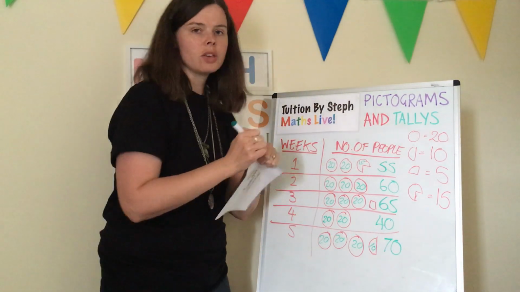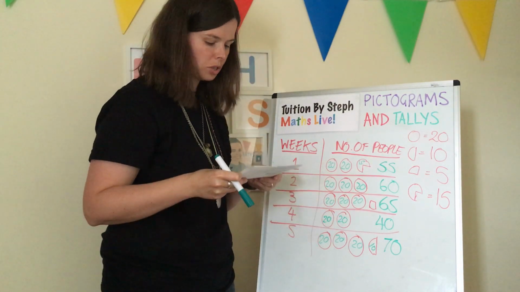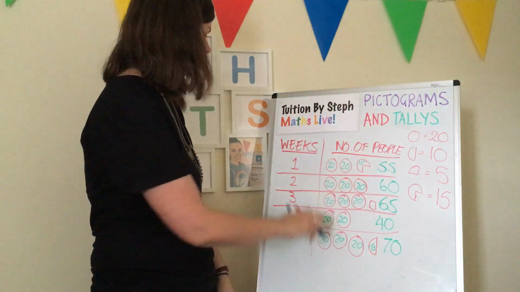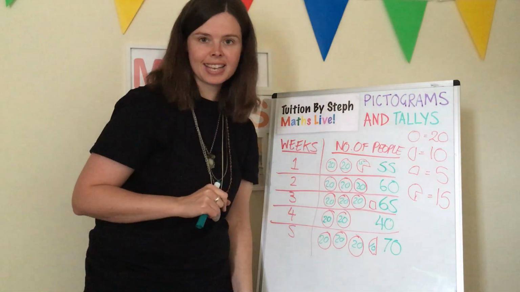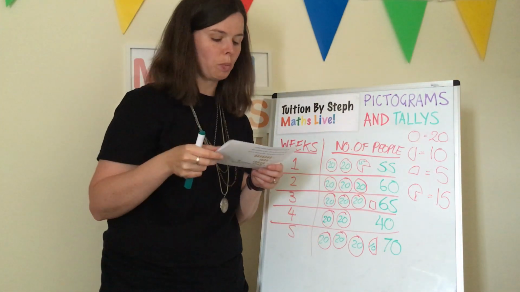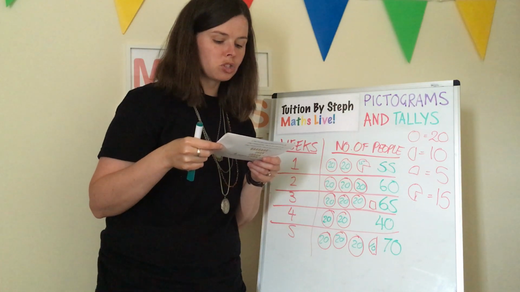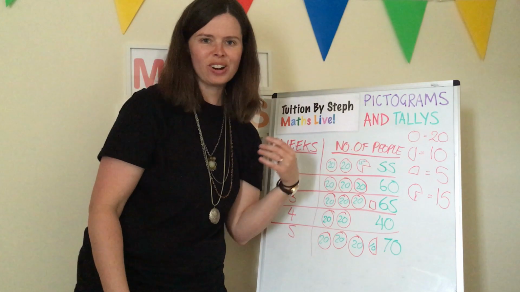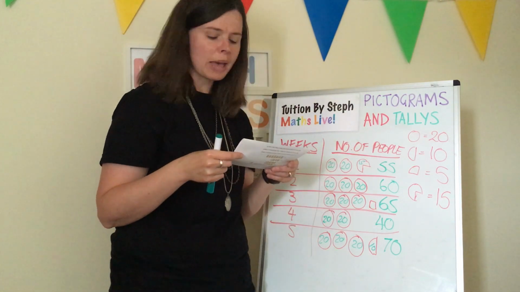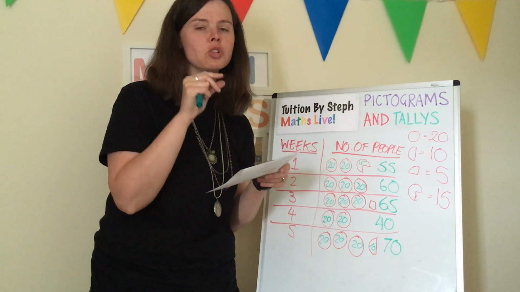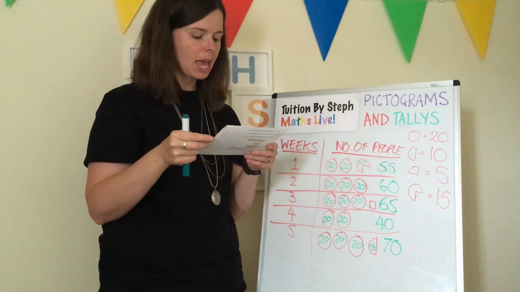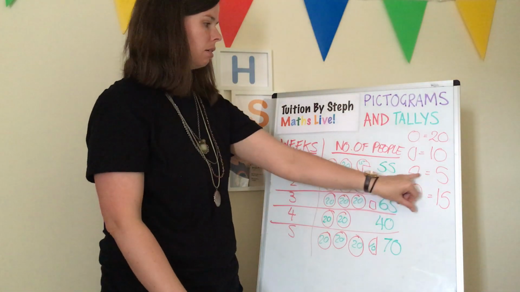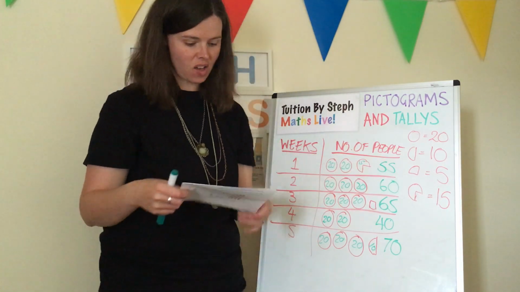Right, you've analysed the chart. Now let's look at the questions. How many people played at the club in week 2? Well, that's easy. I've already done all the work. 60. So well done if you got 60 for question 1. How many people does half a football represent? We've already done that. 10 people. How many people does a quarter of a football represent? 5. We already did that.